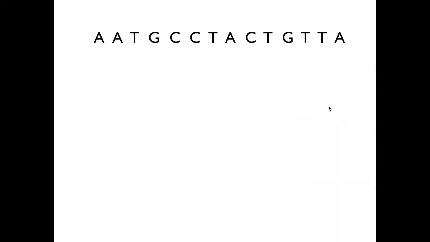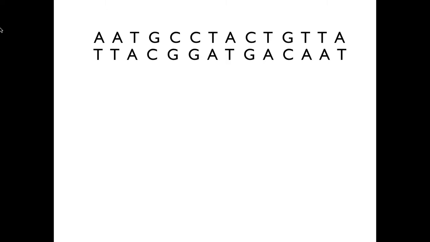So let's take a look at this really quickly. Here I have a hypothetical series or sequence of bases, so we can figure out what the complementary strand would look like. A's are always going to pair with the T's. The C's are always going to pair with the G's. So here's our complementary strand.